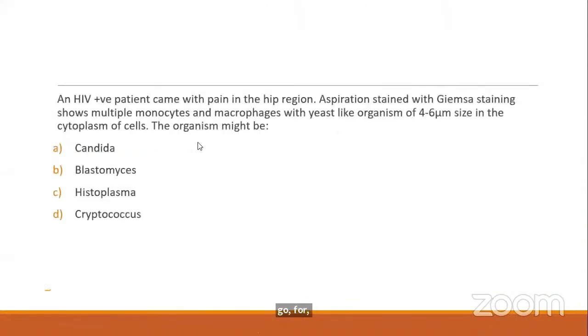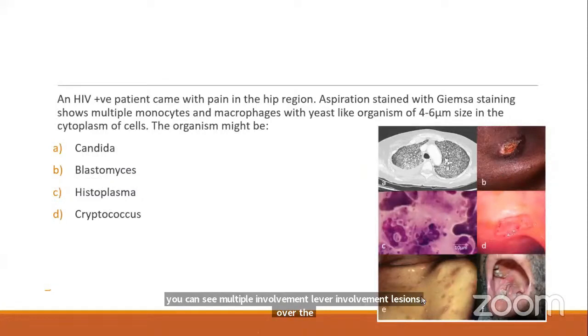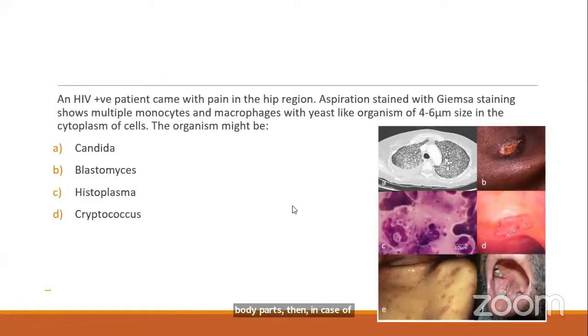So another question: an HIV positive patient coming with pain in the hip region, aspiration done showed multiple monocytes and macrophages with yeast-like organisms, 4 to 6 micrometer in size, in the cytoplasm. You can see multiple involvement, liver involvement, lesions over the body parts, then in the oral cavity, then lesions in the body parts. What is the commonest causative agent? Yes, it is histoplasmosis.